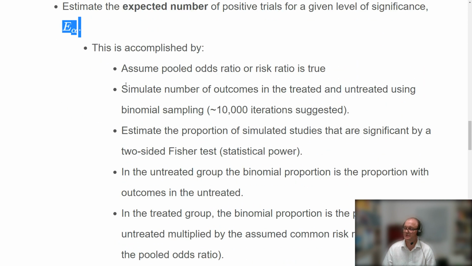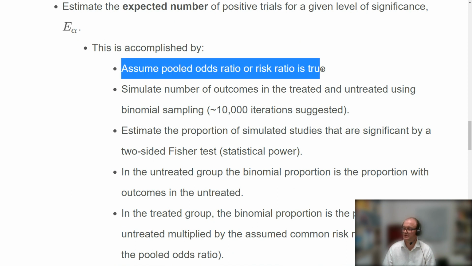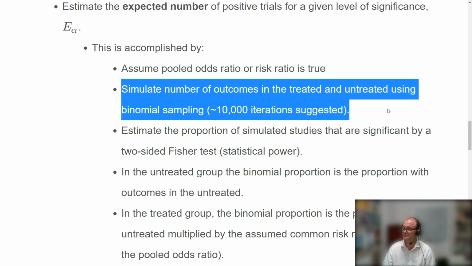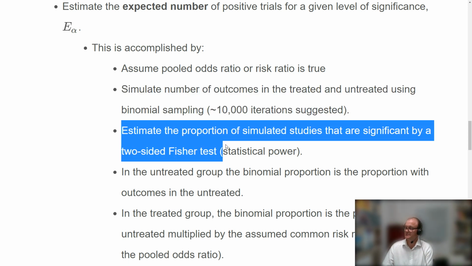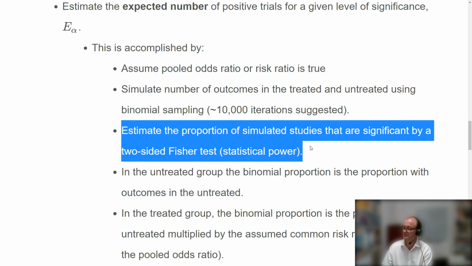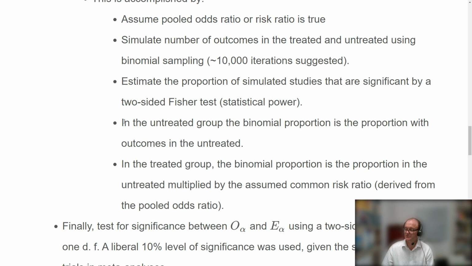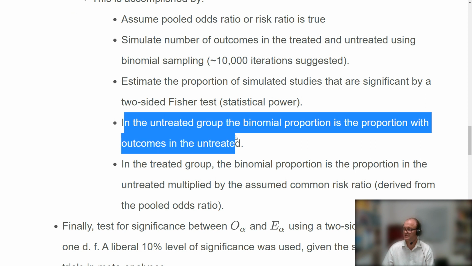And how do we do this? Well, we assume that the pooled odds ratio or risk ratio is true. We simulate the number of outcomes in the treated and the untreated using binomial sampling. And then we estimate the proportion of the simulated studies that are significant by a two-sided Fisher test, which gives us our statistical power.